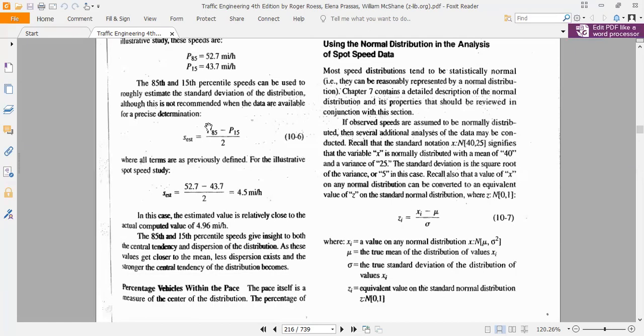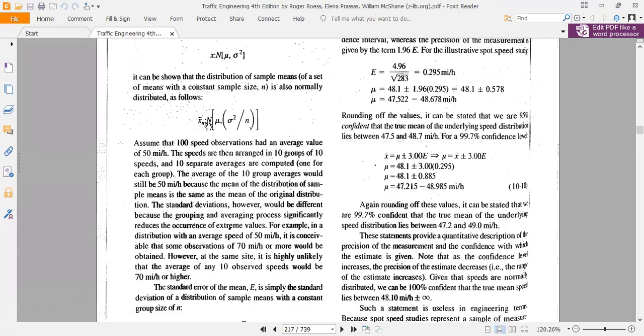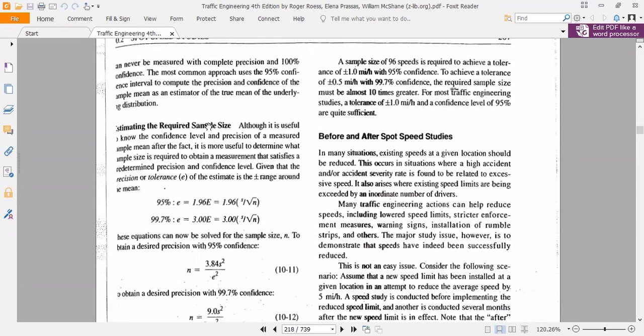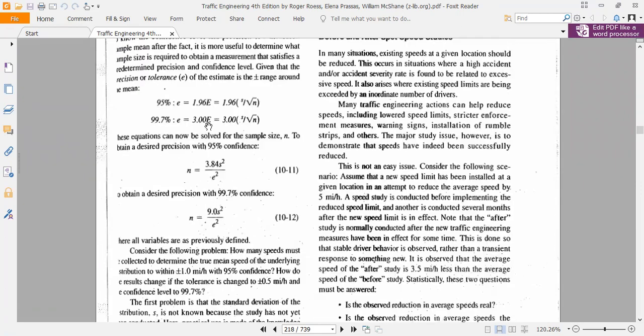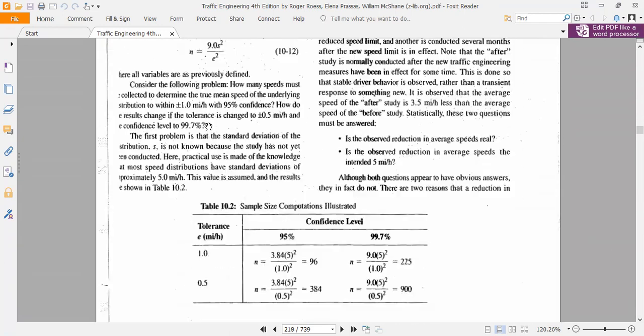Okay, normal distribution in the analysis of sports speed data, so I am not covering this. If somebody is interested, they can do that. And if any student has taken the probability statistics course, then it will be much easier for them. Actually, the purpose of conducting statistical analysis of the speed data is to find the confidence level.